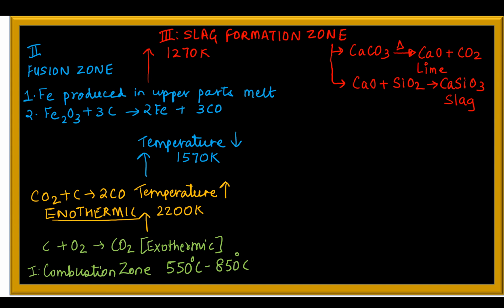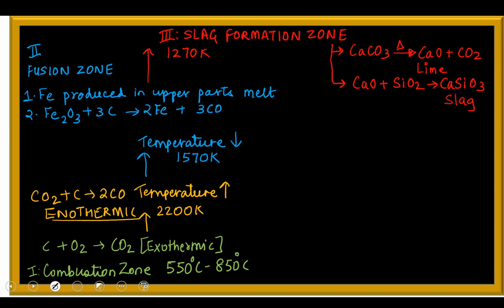So this slag that is formed is actually floating on the part above the chamber for the molten iron. Okay, so slag is less dense than iron, so in the blast furnace it will be seen to float above the iron that is formed. Okay, so this is the zone of slag formation.